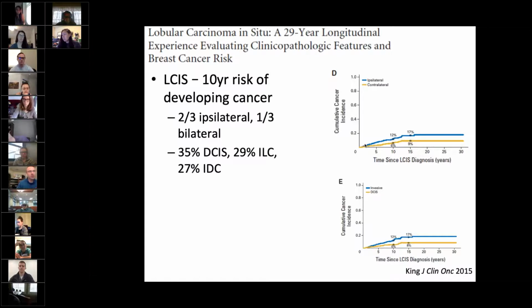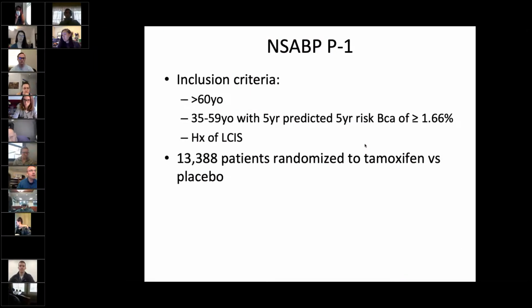So you want to treat the whole body, or you want to do a bilateral mastectomy if you want to reduce the risk with surgery. So this is a big trial that you guys should be aware of. P1, for prevention one, right?